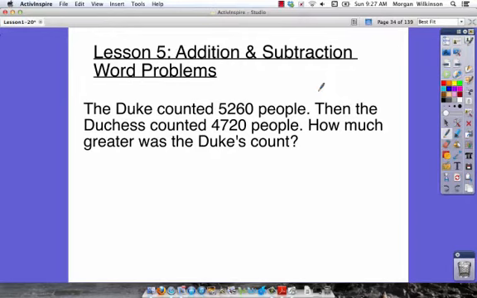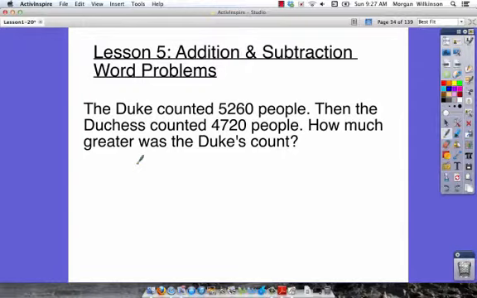Lesson 5. In Lesson 5 we're talking about addition and subtraction word problems. And in these problems we've got to read them carefully. They're testing our reading just as much as they're testing our math. Sometimes the math is actually easier than the reading, but we need to find patterns within these problems to be successful in solving them. So this first problem, the Duke counted 5,260 people.